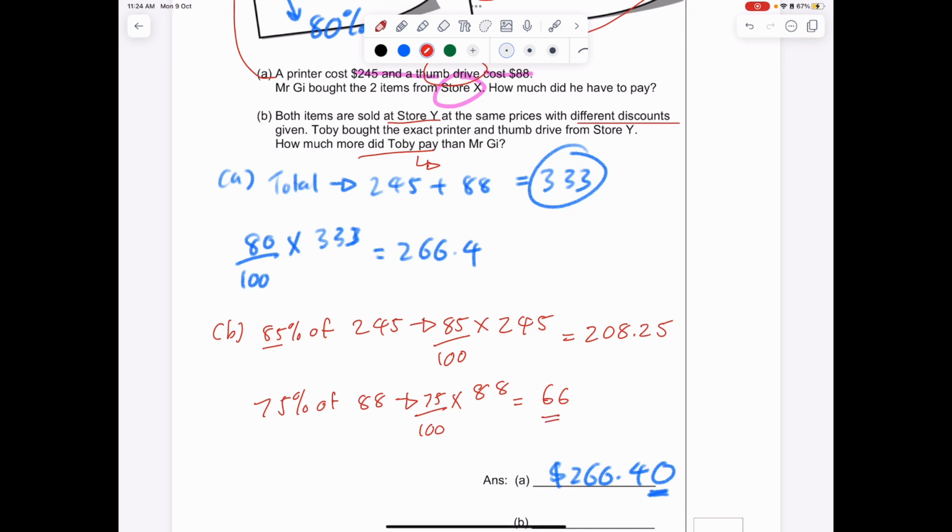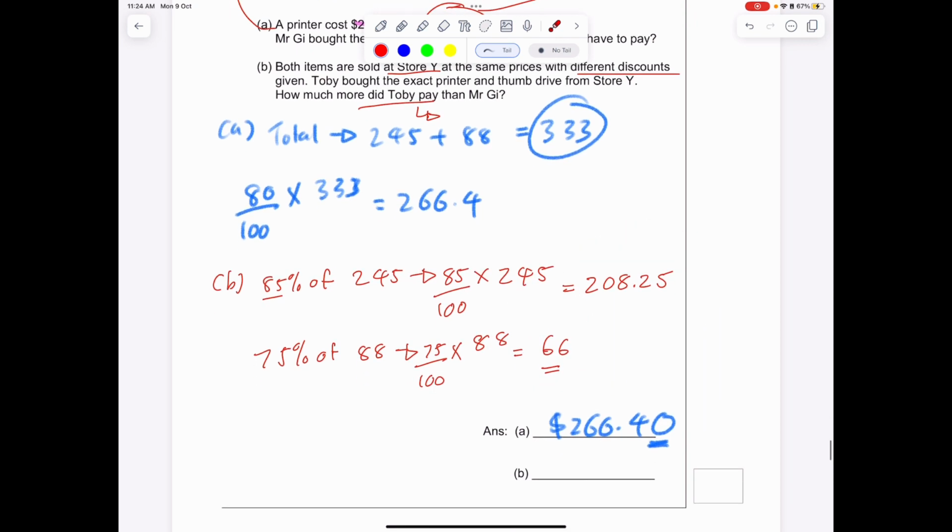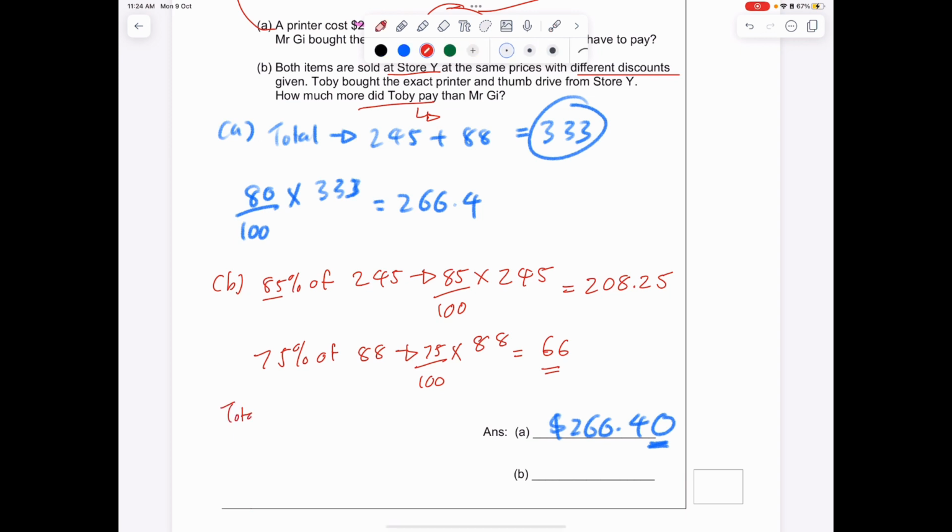So then after that, you need to add these two numbers together to find the total amount that is being paid. Okay? So total would be 208.25 plus 66. Your answer would be 274.25. So now you have these two total amounts.